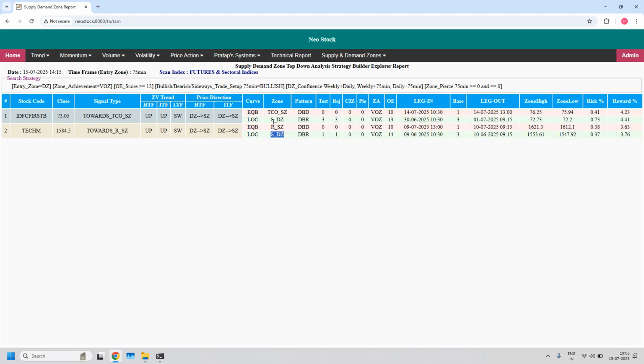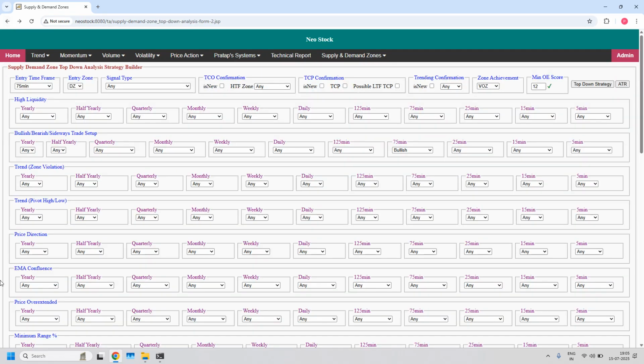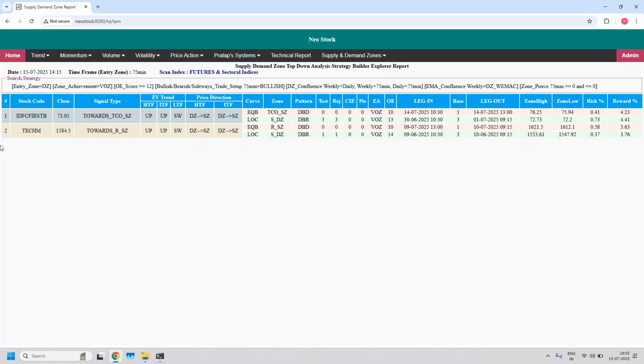So these two 75 minutes demand zones overlapped with the daily demand zone. Both together again overlapped with the weekly demand zone, and weekly trend is up. Let's further verify if any of these weekly demand zones are having weekly EMA confluence. Both are filtered. That's why both these 75 minutes demand zones have a higher probability of success. See, this is already tested 3 times.